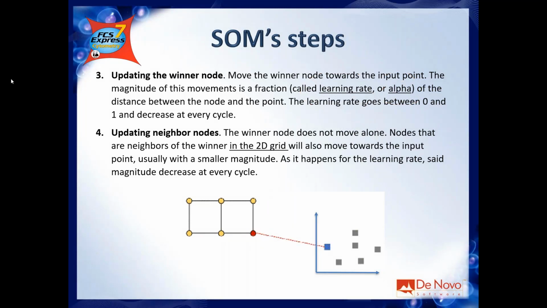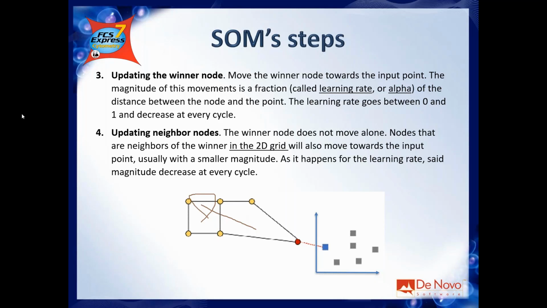The winner node doesn't move alone. Once the winner node moves, let's move it. So this is step 3. In this case, it covered probably like 50 or 60% of the distance. The winner node pulls with itself a bunch of neighbor nodes. So the winner node is not the only one that moves. And the idea is that the closer a node is to the winner, the more it will move. And on the other hand, the farther a node is, the less it will move.